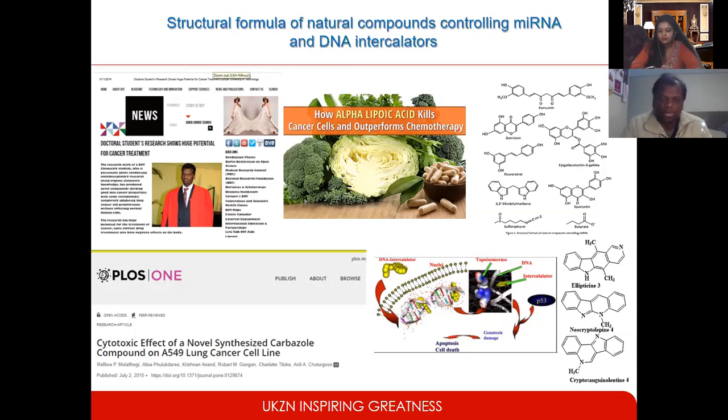Side by side, I did some work on plant pure compound isolation, then testing against different diseases. For example, I collected South African indigenous plants, isolated some compounds, and then tested them against different diseases like cancer and HIV. So this is the work I did before.